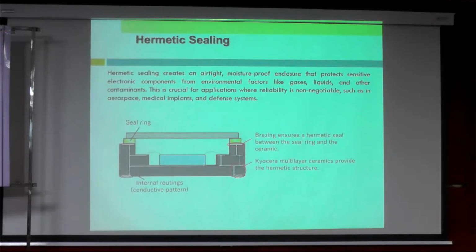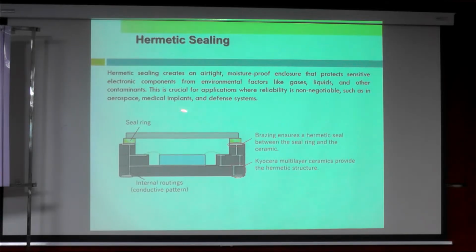So what is hermetic sealing? Hermetic sealing creates an airtight, basically moisture-proof enclosure that protects sensitive electronic components from environmental factors like gases, liquids, and other contaminants. This is crucial for applications where reliability is non-negotiable, such as aerospace, medical implants, and defense systems.